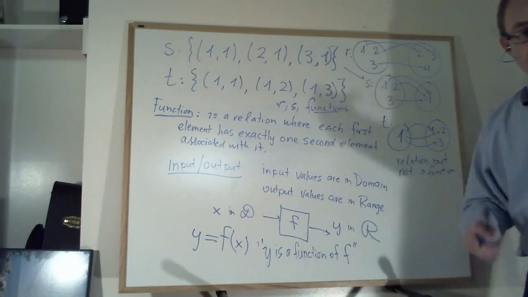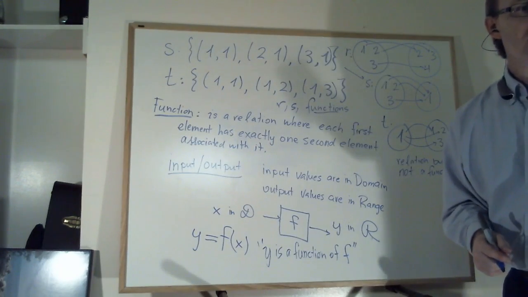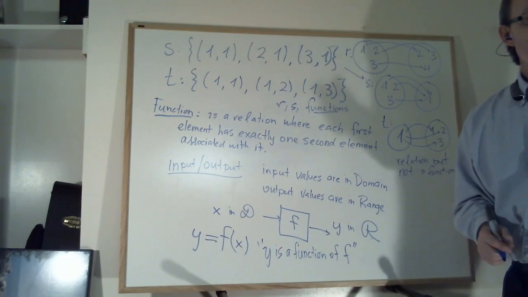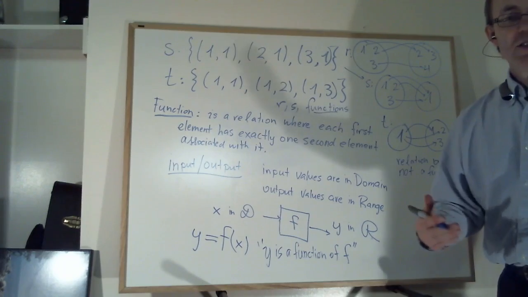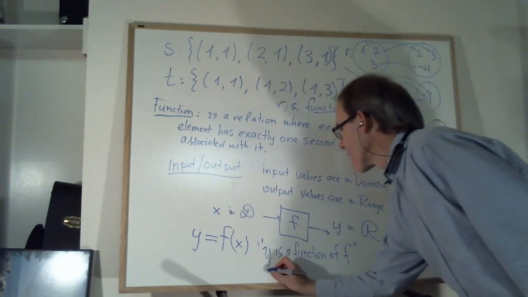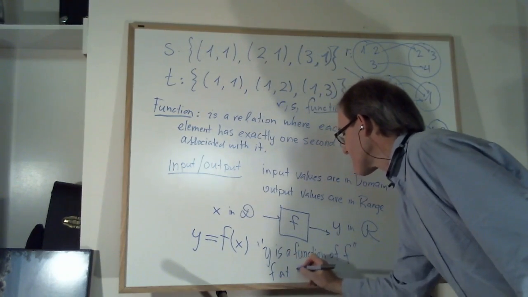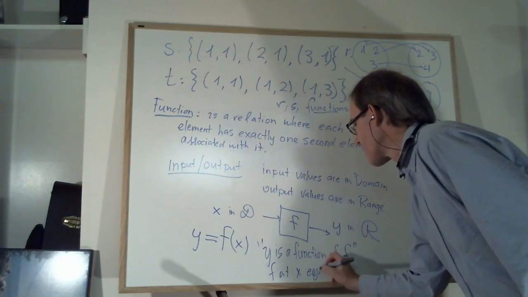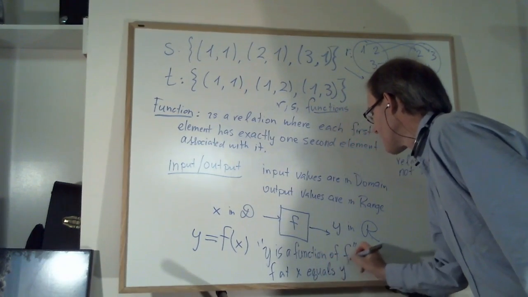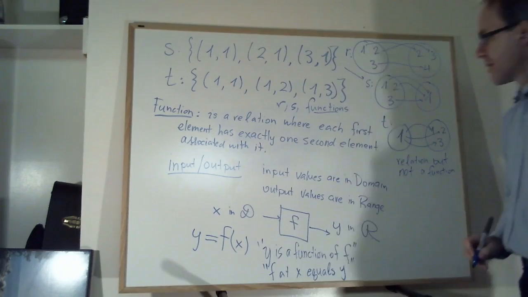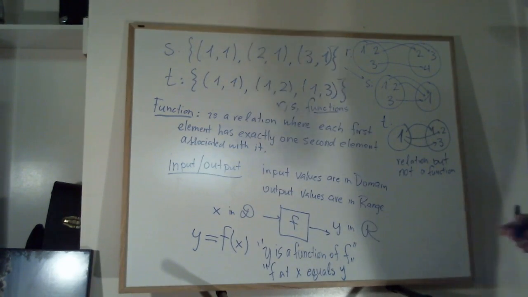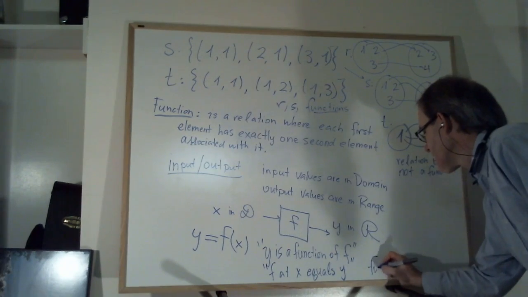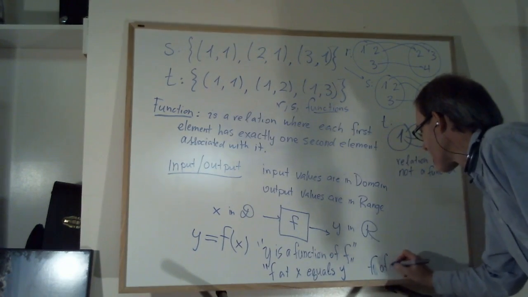You would write it that way, or you'd say it that way. Or you could say f at x is equal to y. F at x equals y. All right, I evaluate the function f at x, or f of x. You could also say f of x.